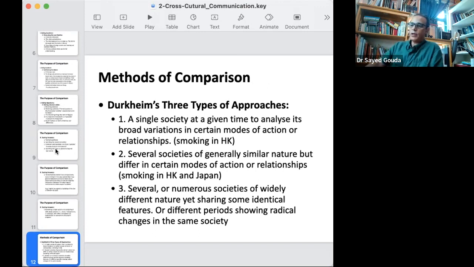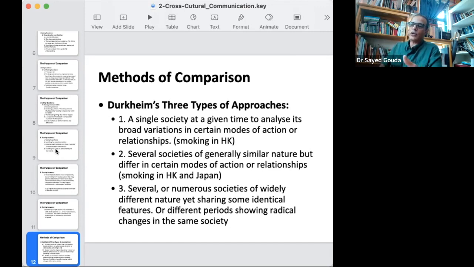So the methods of comparison here, if we talk, for example, about Emil Durkheim, he has three types of approaches to do comparison. The first method is a single society at a given time, and we analyze its broad variations in certain modes of action. For example, we will analyze smoking in Hong Kong. Only Hong Kong, or only Beijing, or only Shanghai. We don't compare it to another city. No, we look at this phenomenon, smoking, for example, and we compare it between the higher class or the middle class, or between the workers class, or between one part of Hong Kong and another part, and put it in different modes, so it's within one single society.